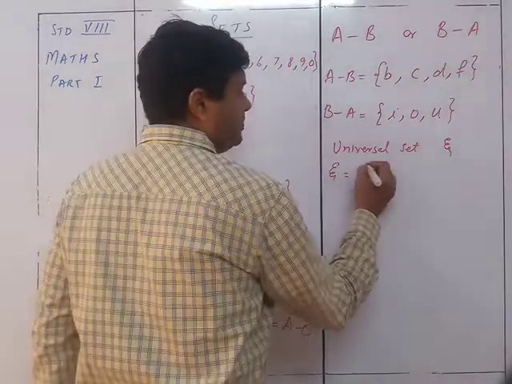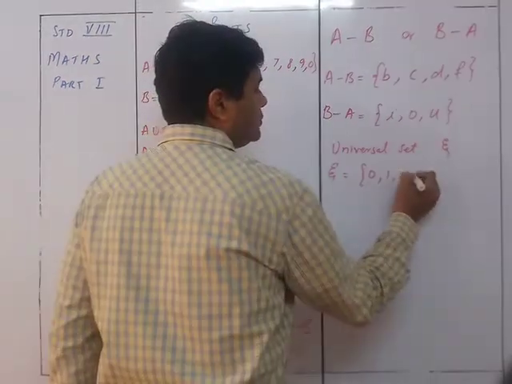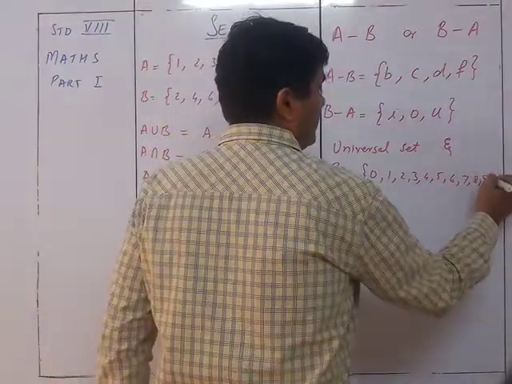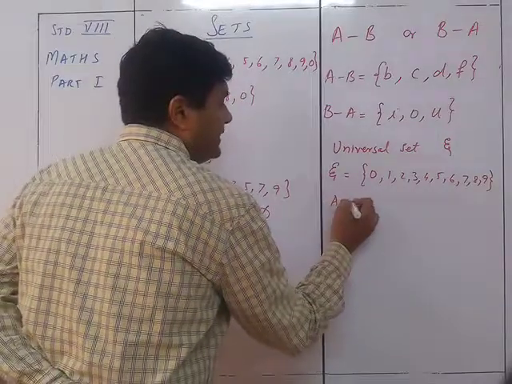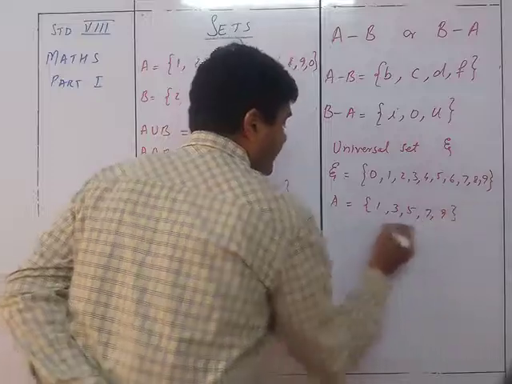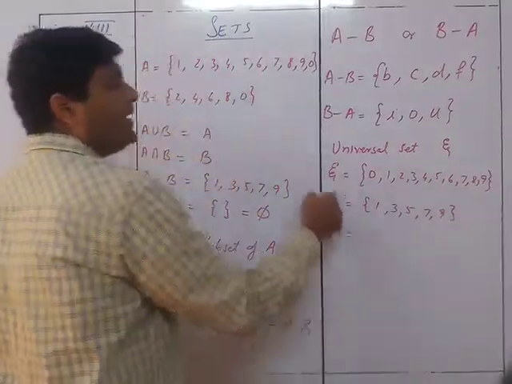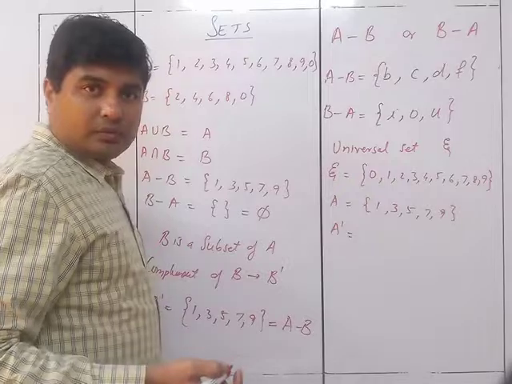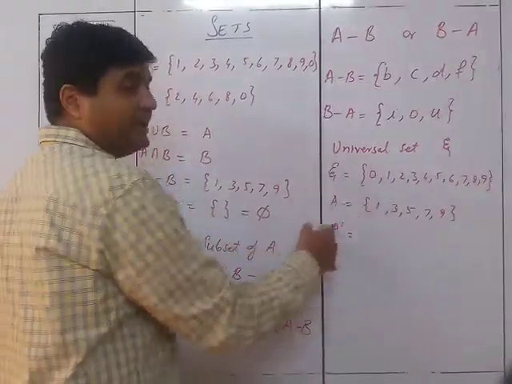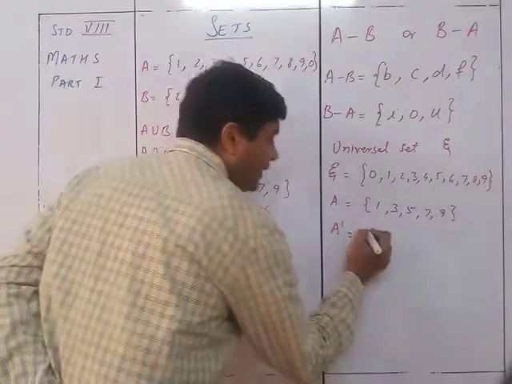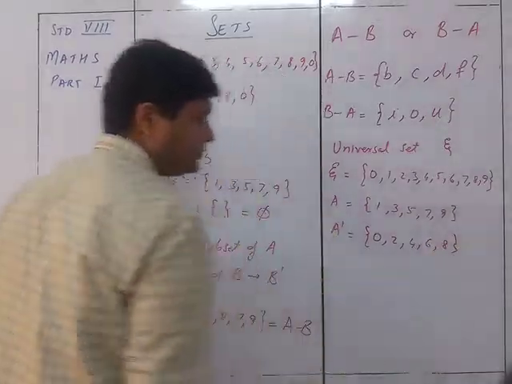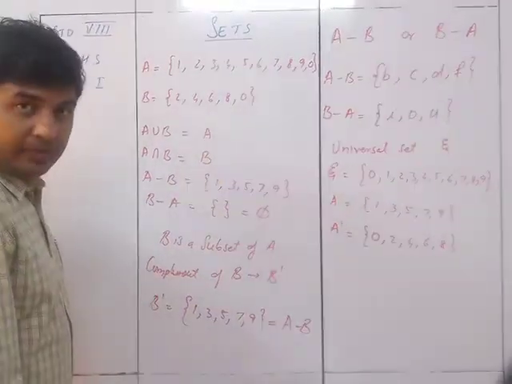Suppose I have got a universal set. Universal set is given to me as 0, 1, 2, 3, 4, 5, 6, 7, 8, 9. In that case, if A is given as 1, 3, 5, 7, 9, then A complement will be based on the universal set. So A complement will be what? All the values of the universal set which are not there in A. So that will be all the values: it is 0, 2, 4, 6, 8. That will be A complement.